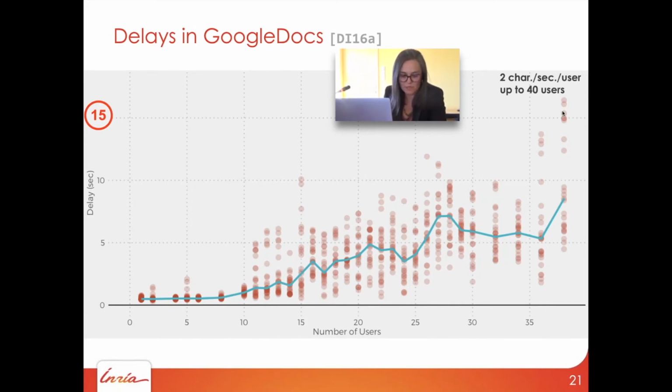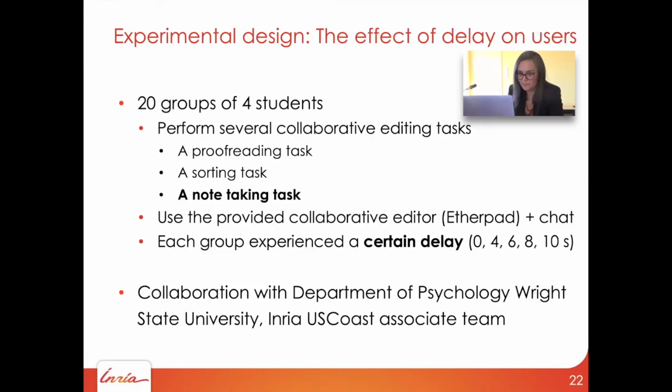To study this question of the impact of delay on users, we did a user study to understand how delay affects the performance of a group. In collaboration with the Department of Psychology from Wright State University, in the context of the INRIA US Cost associated team, we organized an experimental design with users. We recruited 20 groups of 4 users, and we asked them to perform several editing tasks using an editor. Then we inserted delays of 0, 4, 6, 8, and 10 seconds without users being aware of these delays.